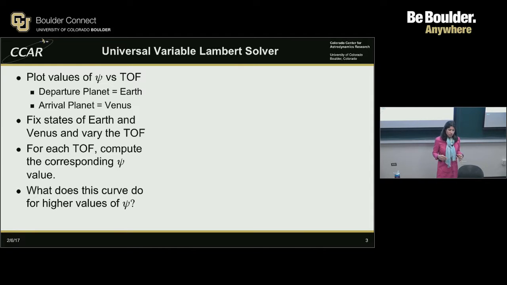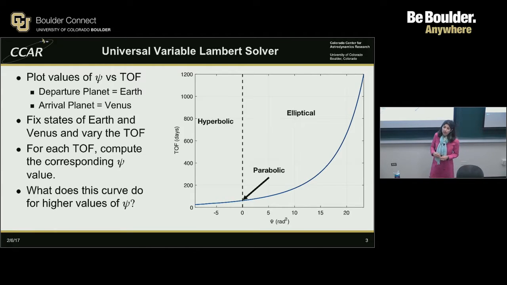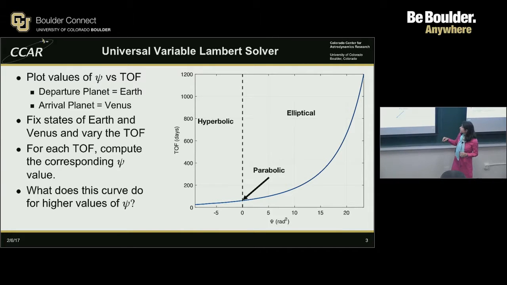And for each time of flight, we want to compute a corresponding value of psi. And remember, psi physically represents delta E squared. So this is what that plot would look like. We've got psi on the bottom, and on the y-axis we have time of flight in days.